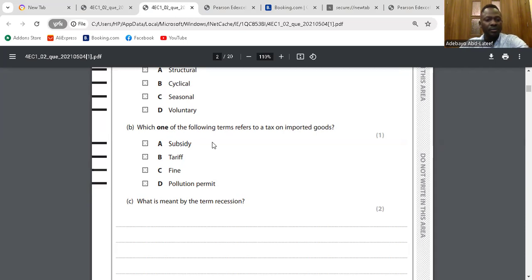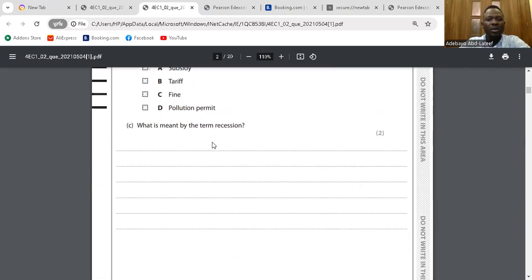For question C, it said, what is meant by the term recession? When we talk about recession, we're talking about a fall in a country's GDP in 2 consecutive quarters. That is what recession is. Is it clear? So go to D now.